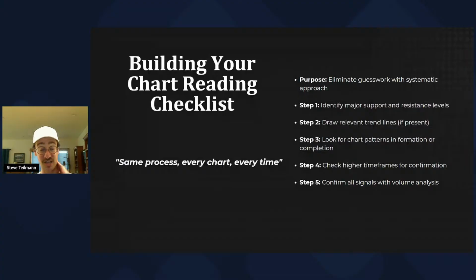So the first step in achieving this is to identify major support and major resistance levels. You're going to take your chart and look for those major swing highs and major swing lows. You're going to look at your volume profile and see where that volume is coming in, and you're going to mark those out. Next, you're going to identify any relevant trend lines.